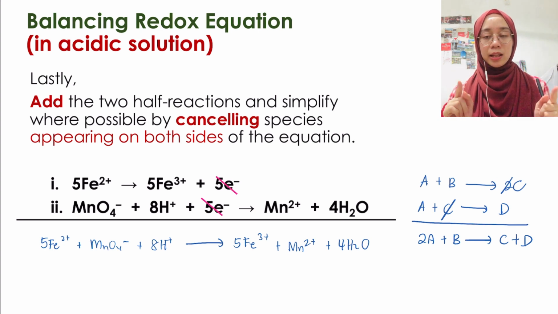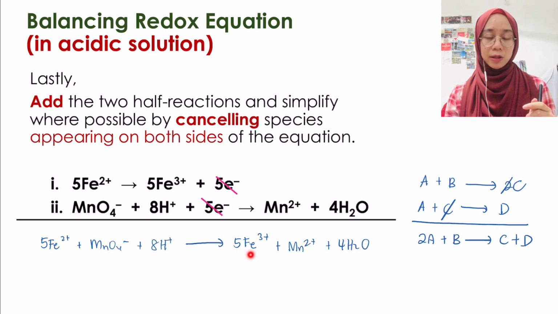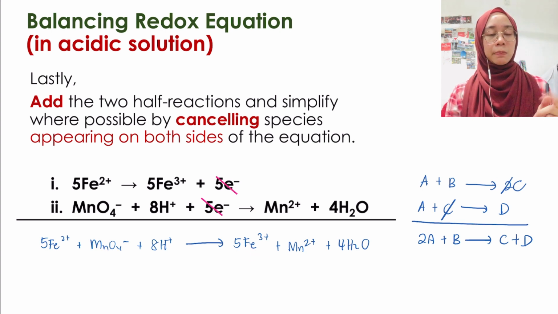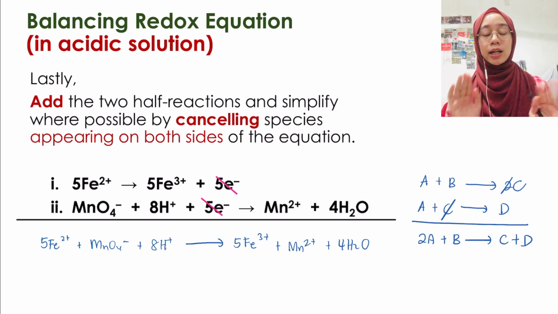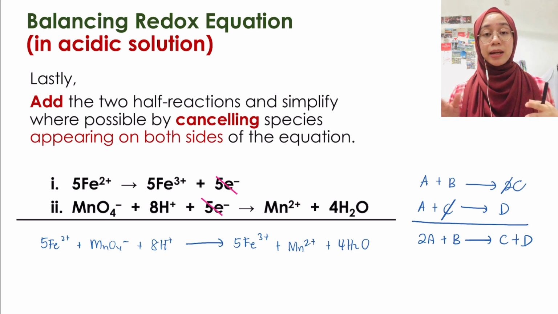sepatutnya dia punya atom, let's say Fe ada 5 kat sini, bermaksud yang Fe sebelah kanan pun ada 5 juga. Okay, so yang kiri ada 5, sebelah kanan ada 5 juga. Tapi cara paling senang untuk kita check is actually check charge dekat both sides, because if the charge at both sides are equal, therefore kita boleh macam confirm lah sebenarnya atom-atom yang lain pun dia adalah balance juga kiri kanan.